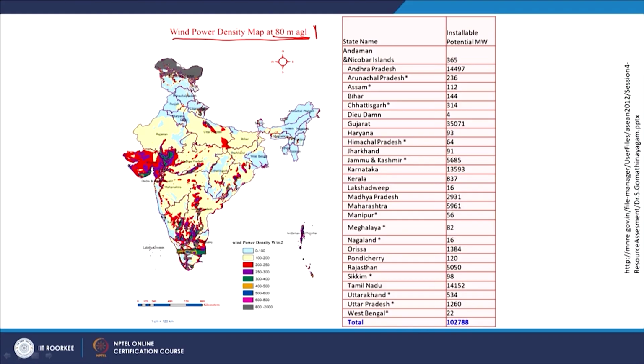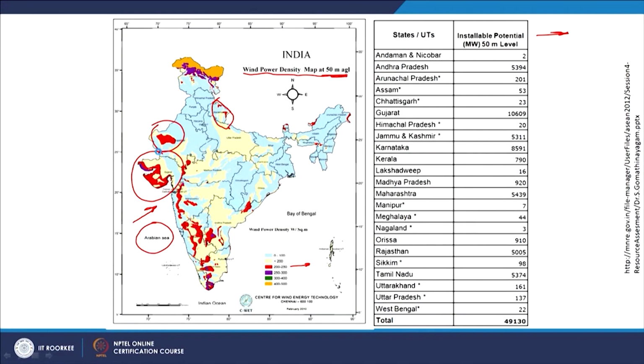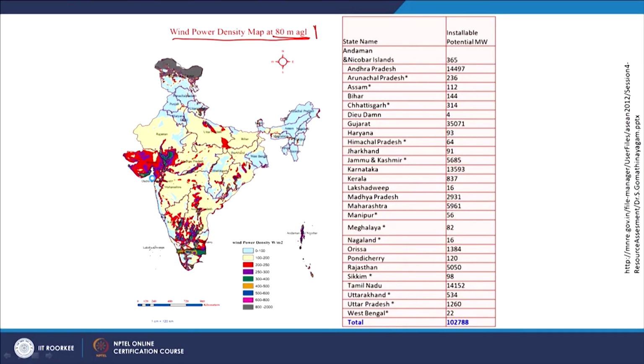So basically the purpose of GIS is to model things, to predict things for different scenarios. Here are two scenarios, 80 meter and 50 meter. If a wind turbine is installed at 80 meter height, then almost the entire Gujarat can be exploited. Of course the cost will be different. In the coastal areas, 50 meter height turbines would be sufficient, but elsewhere 80 meter. So definitely at 80 meter the potential increases significantly in some areas.